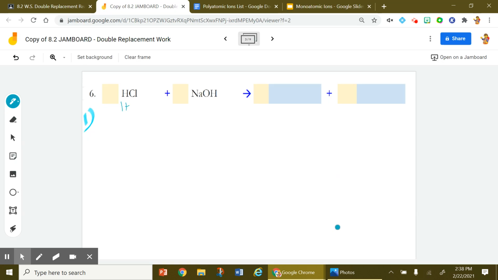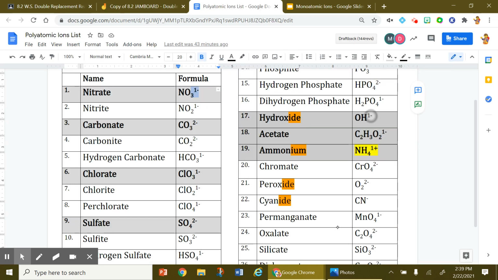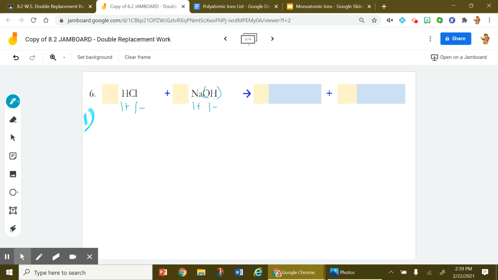All right, now I wouldn't even need to look up that it had a -1 charge because I see we've got 1 hydrogen and 1 chlorine. So if hydrogen is 1 plus, chlorine has to be 1 minus to cancel it out. Sodium, Na, is 1 plus. We've used it before. And hydroxide, all right, polyatomic ion list, here it is. It is 1 minus. Okay, 1 minus. So there we go. First step done.